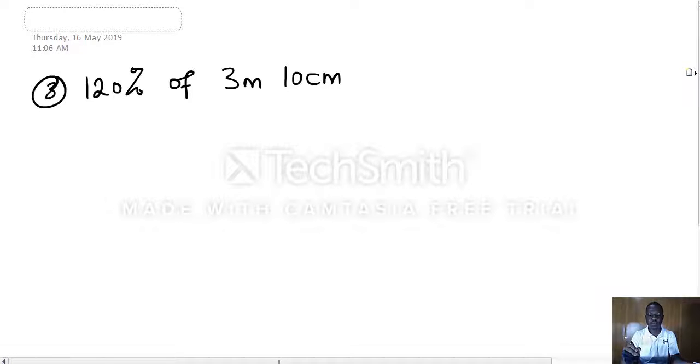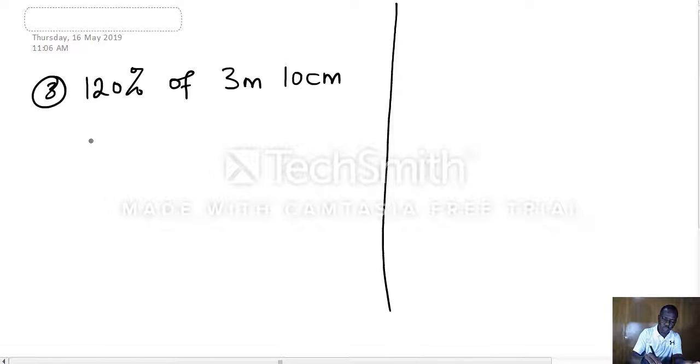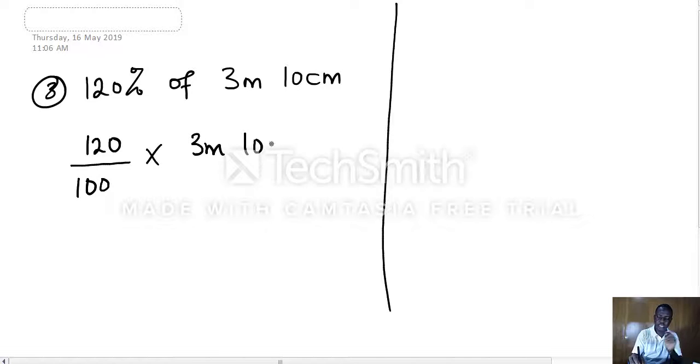Question 3 says we should find 120% of 3 meters 10 centimeters. Same thing as the previous example. This is going to be 120 divided by 100 times 3 meters 10 centimeters over 1.